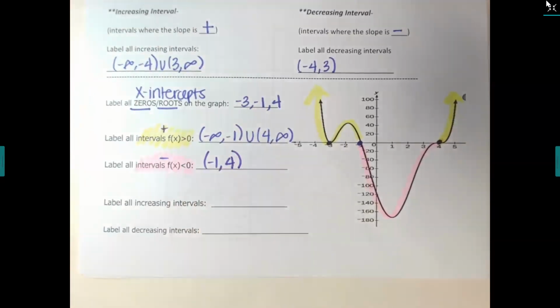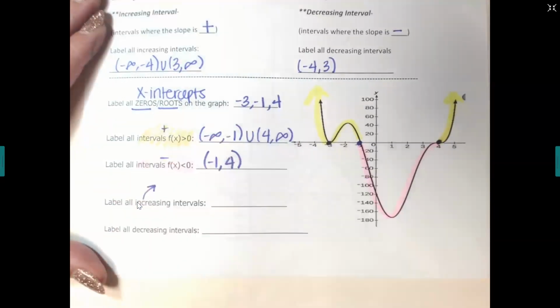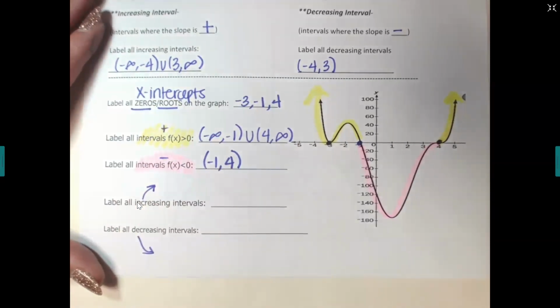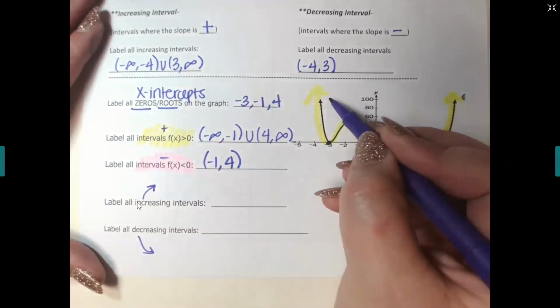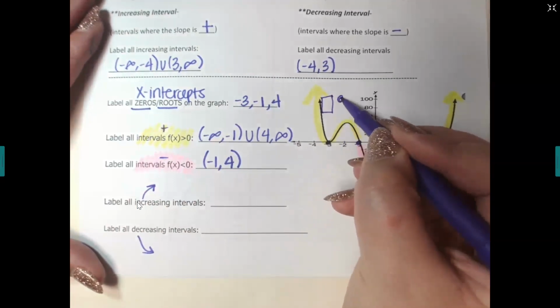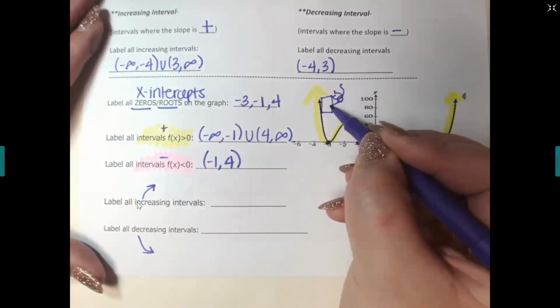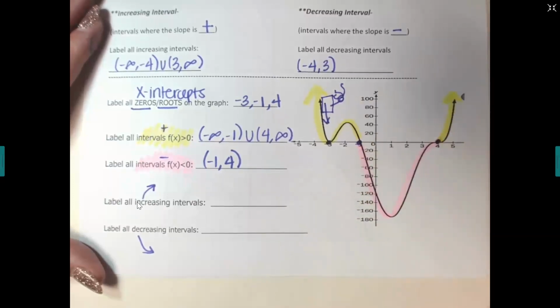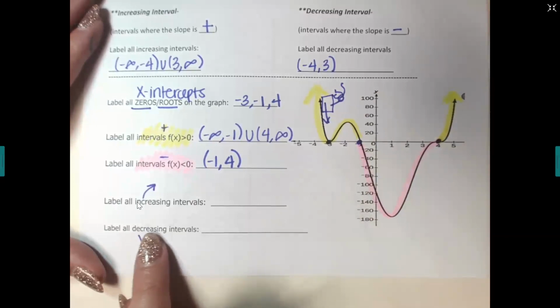Okay. Then from there, you're looking at increasing intervals and decreasing intervals. So remember that these are referring to the slopes. So increasing interval means that I'm going up the hill. Decreasing means that I'm going down a hill. Remember, pretend you're on a roller coaster. So if you're here, there you go. Okay, flying down the roller coaster. Initially, you're headed where? Downhill. So I'm going to put that for decreasing.